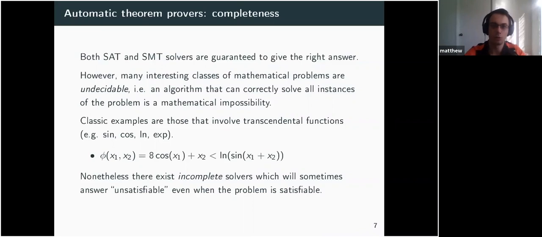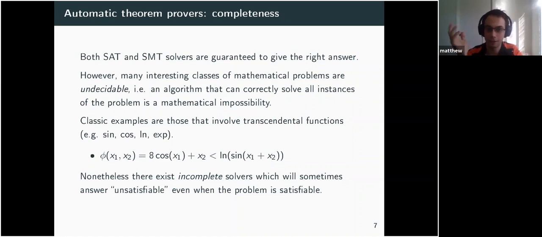The issue with automatic theorem provers is that obviously not all mathematical problems have algorithms to solve them. Both SAT and SMT solvers are guaranteed to give you the right answer. If you give it a problem that is satisfiable, it's guaranteed to return satisfiable, and if you give it a problem that's unsatisfiable, it's guaranteed to return unsatisfiable. However, many interesting classes of problems are undecidable. Formally, this means it is a mathematical impossibility for an algorithm to exist that solves all instances of the problem. It's not just that we're not clever enough to come up with an algorithm, it's that such an algorithm cannot exist. And it's actually really easy to get into undecidable territory.